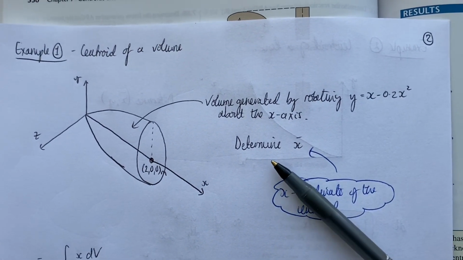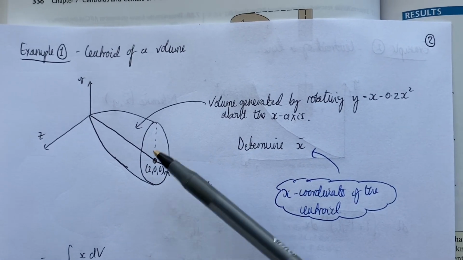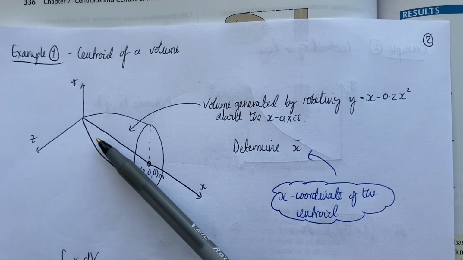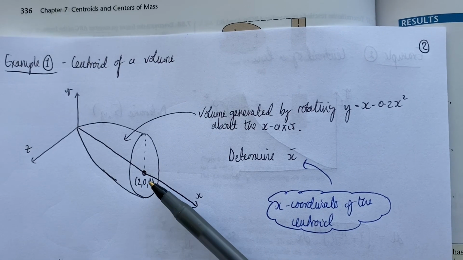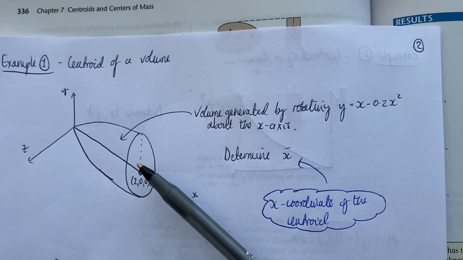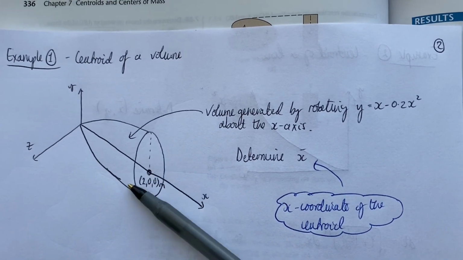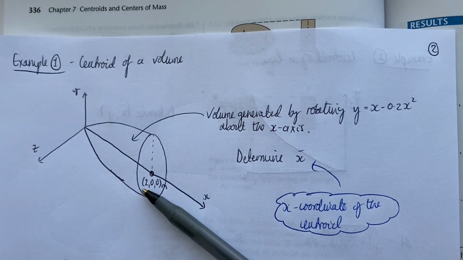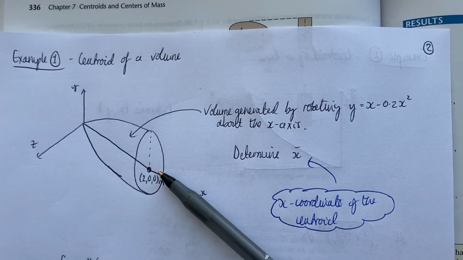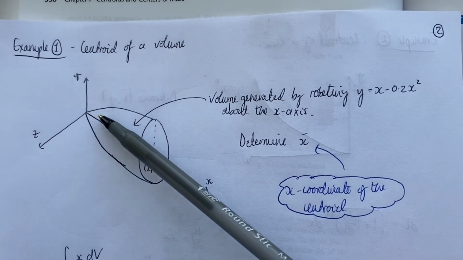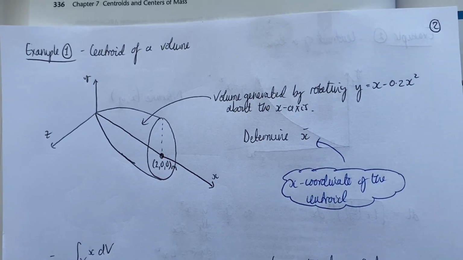And the question is to determine x bar, which is the x coordinate of the centroid of this shape. And we know that the length of the shape is 2 meters, because this point here, in the center, I know I haven't drawn it particularly well, but this is going to be a circle at the end here, where it has a constant radius, centered around the x-axis. The length of this shape is going to be 2 meters long.